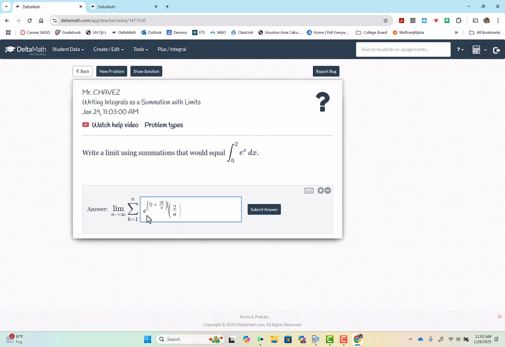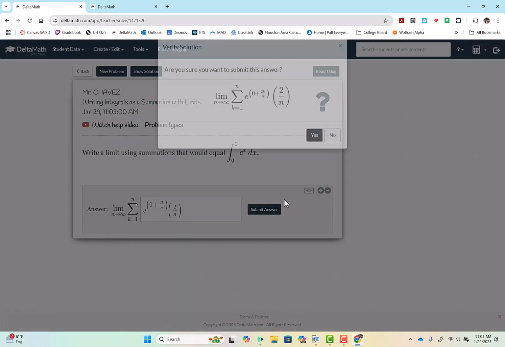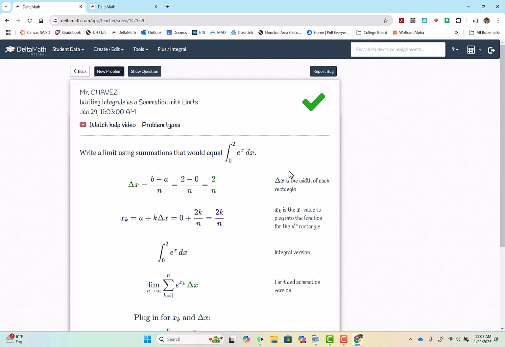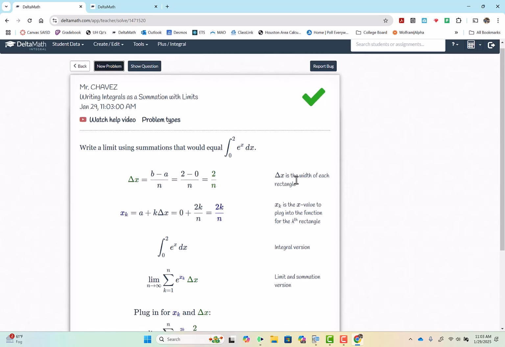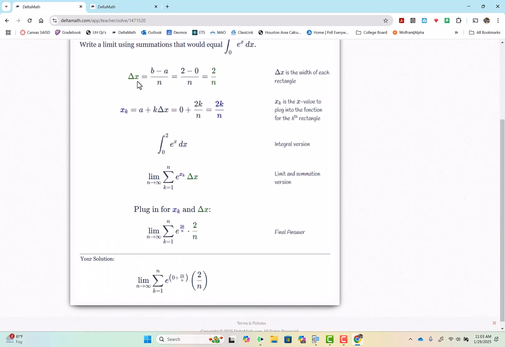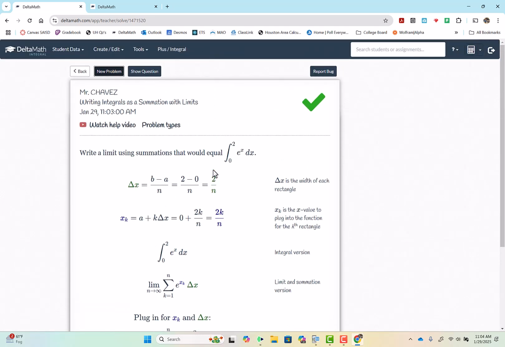I don't see any issues. I think it's correct. Let's push submit. And yes. And there it is, guys. See? It actually has pretty good notes on this one. K times delta x. That's what we did. What do you guys think? Not bad, right?